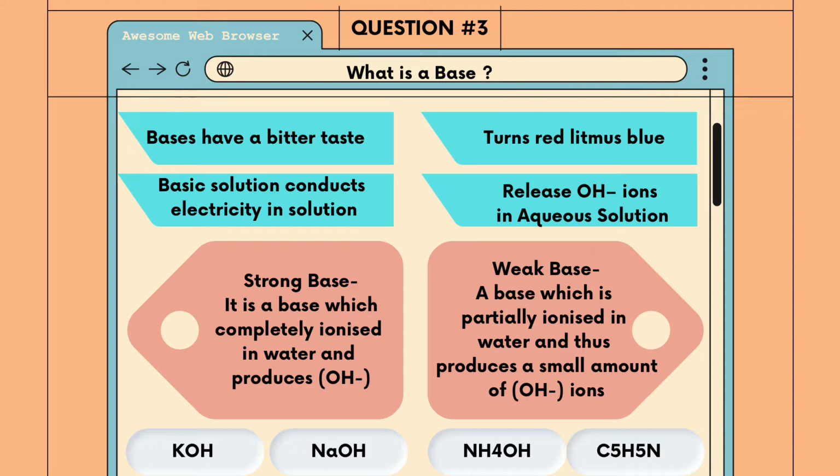It is important for us to remember that strong bases are completely ionized in water, producing hydroxyl ions. Potassium and sodium hydroxide are examples of strong bases, while weak bases are only partially ionized in water. Thus, they tend to produce a small amount of hydroxyl ions. For example, ammonium hydroxide and pyridine.